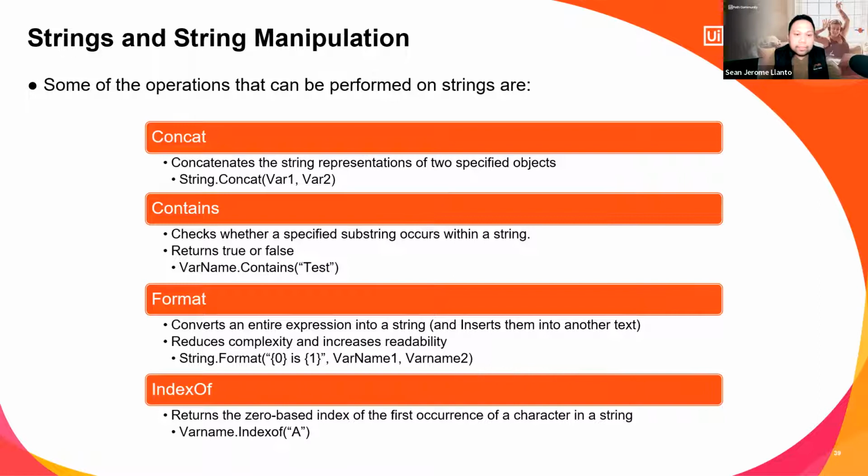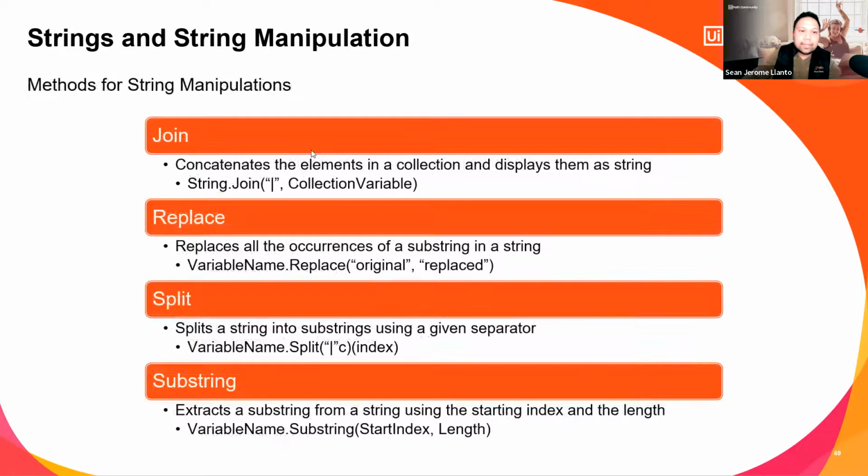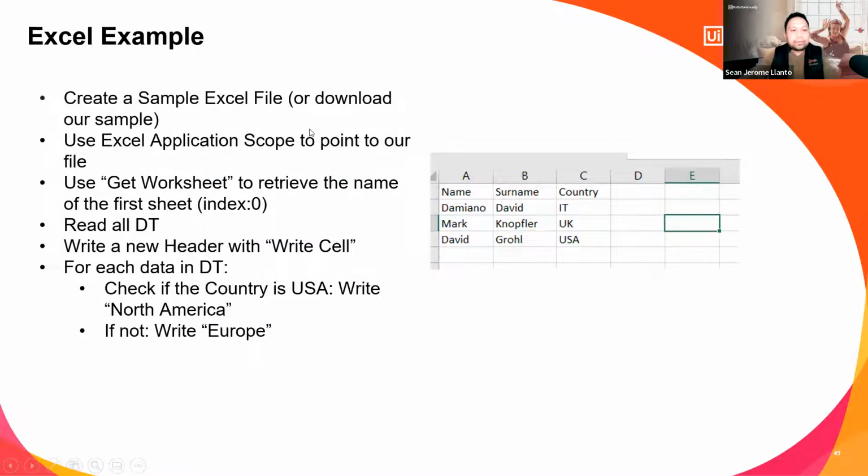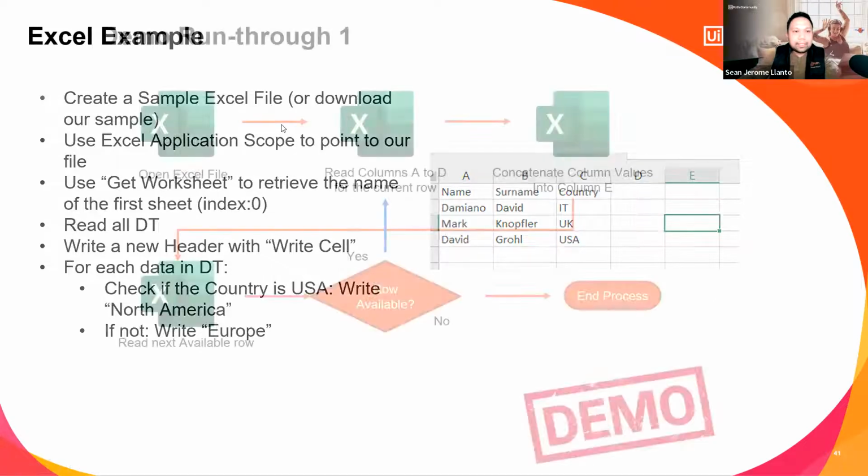Then index of returns the zero-based index of the first occurrence of the character. And then you can also use join, replace, split, and substring. I won't go deep into this one, considering that we have 2 demos afterwards. But feel free to raise queries and questions, and the team will be able to answer that in the chat while we're doing the demo. We'll be presenting the demo.